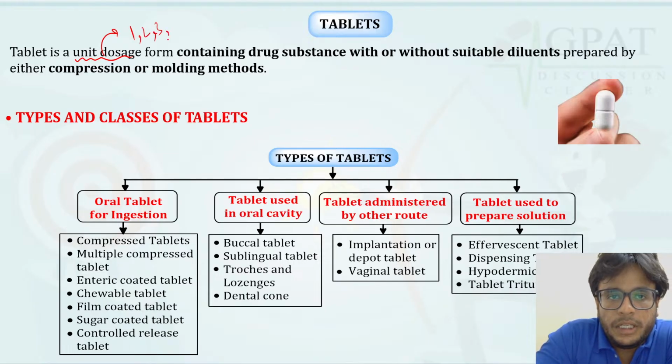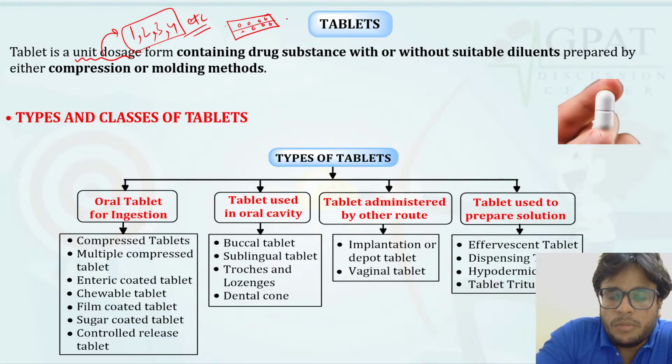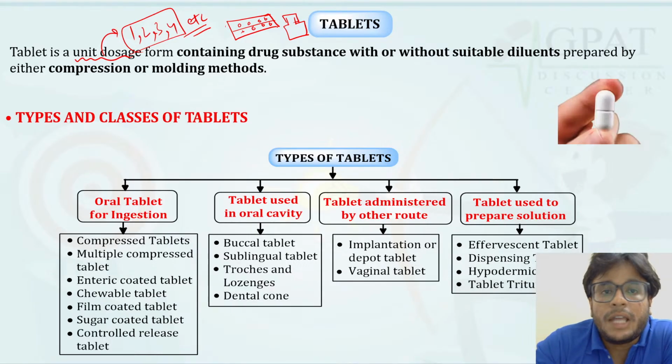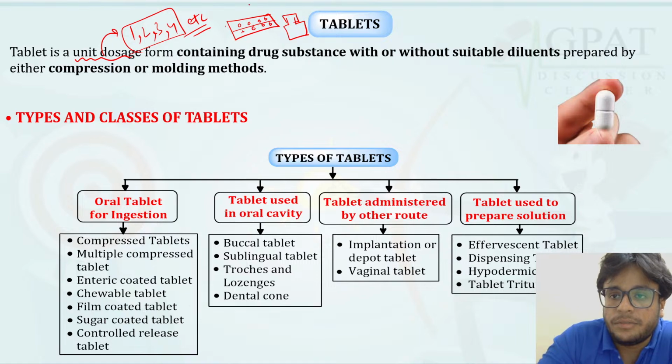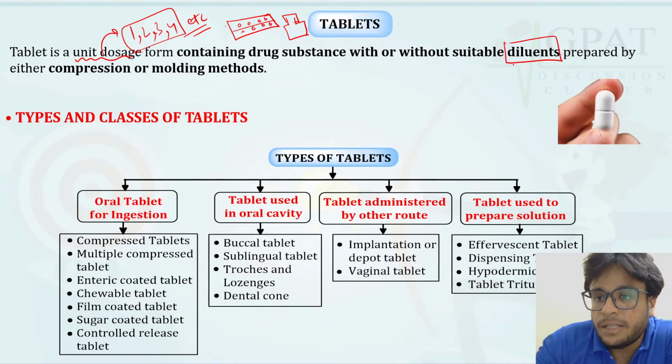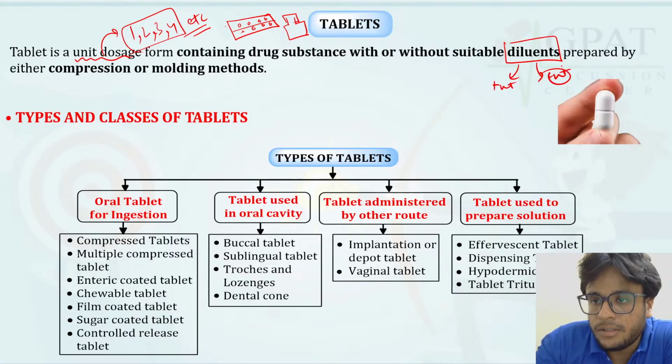2, 3, 4, whatever number we are willing to take, and they mainly come in a strip package or in a bottle form. So a tablet is a kind of unit dosage form that will mainly contain the drug substance with or without suitable diluents. So the diluent can be present or cannot be present.